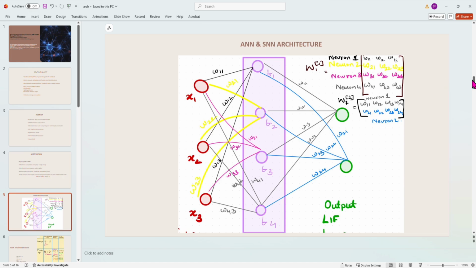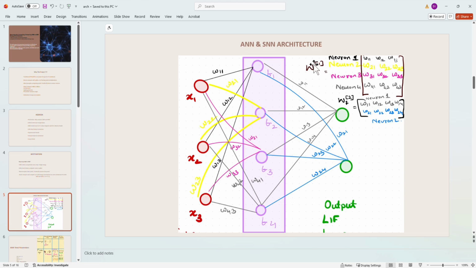Alright, so SNN and ANN architecture. SNN and ANN will both share the same architecture. The basic idea for both of these architectures is exactly the same, identical. The red dots you can see are our input. The purple is our hidden layer, and it has 4 neurons. The last layer is the output layer right here, and it's marked with green neurons.